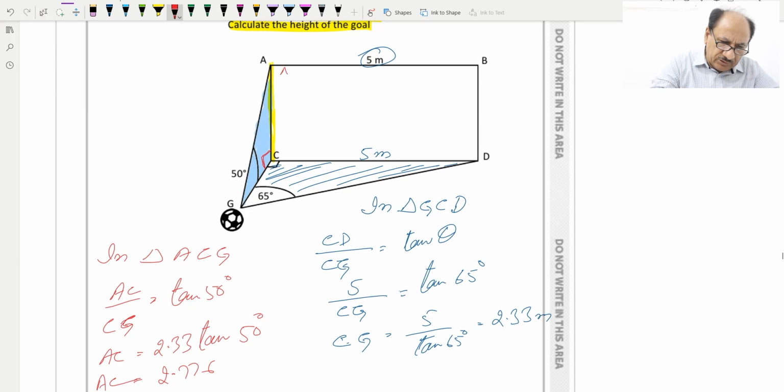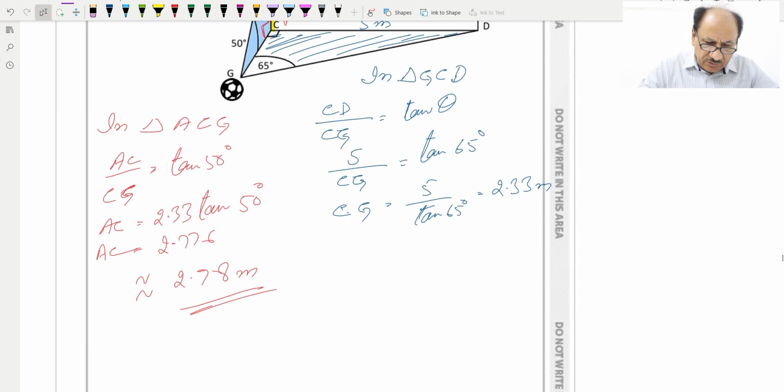Height for AC, which we found, is 2.78 meters. Hopefully you understand this. We applied trigonometry twice.